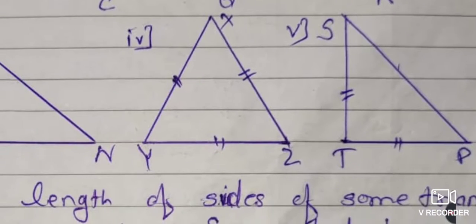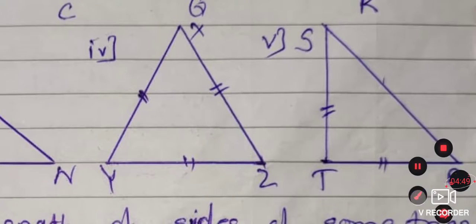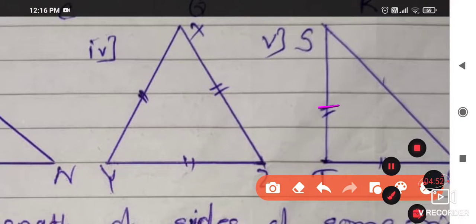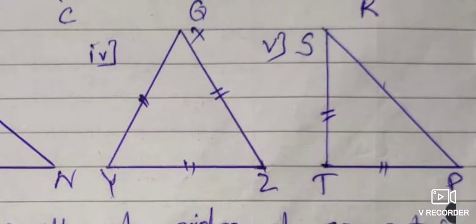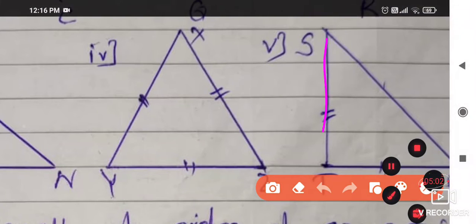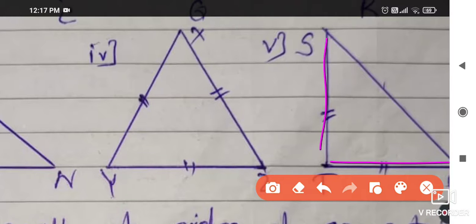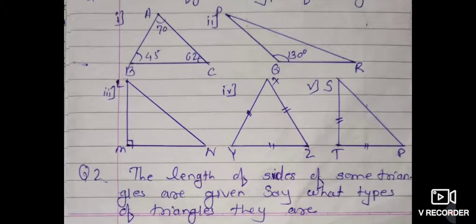Next, if you see here in the figure, some signs are shown, which show the 2 sides, means ST is congruent to TP. So ST is equal to TP. The meaning of it is that the triangle's two sides are congruent to each other. Therefore, this type of triangle is called an isosceles triangle. So triangle STP is an isosceles triangle. Okay, so that is the question number 1.